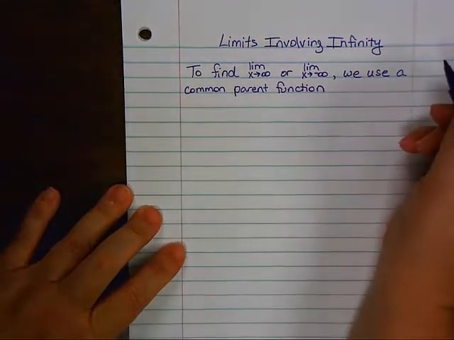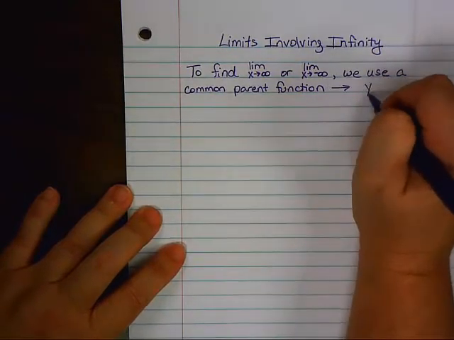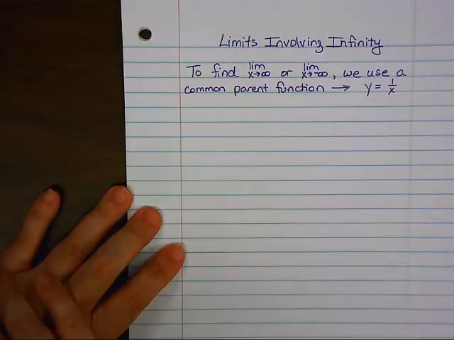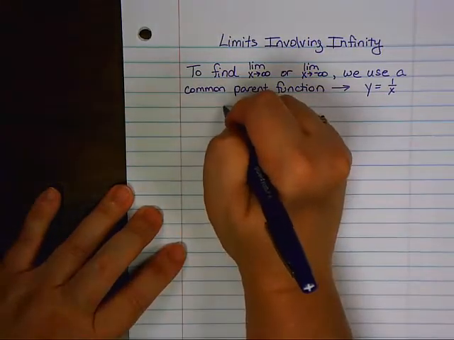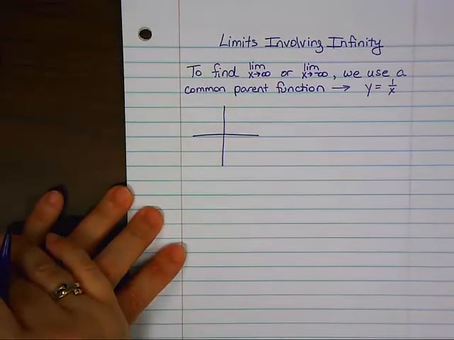Anyway, the parent function we're talking about is this function here, y equals 1 over x. The whole point of the parent function flip chart was to help you remember what the parent functions are. I don't know if you guys still do. Let's sketch a little graph right here. Does anybody think they remember what 1 over x looks like?